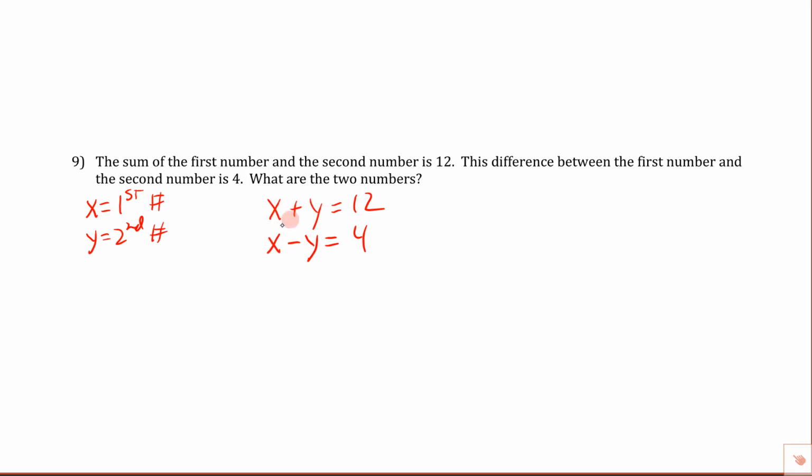I would say of these 4 variables right here, it honestly doesn't matter. I probably wouldn't pick this one right here. You could do either one of these x's or that y.